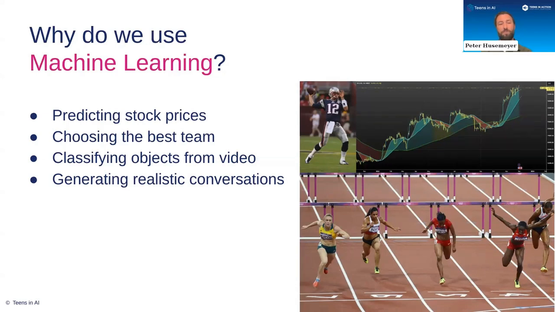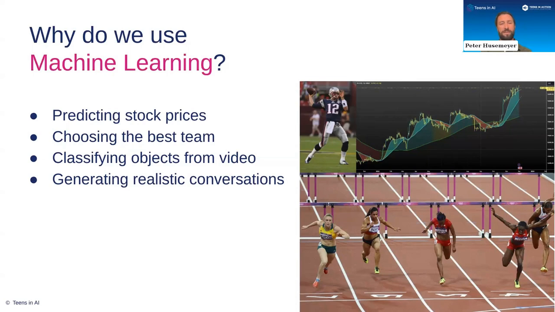Now let's go to an example from sports. Selecting the best athletes for a team or predicting an athlete's performance is again incredibly difficult because there are lots of variables that interact in complex ways.